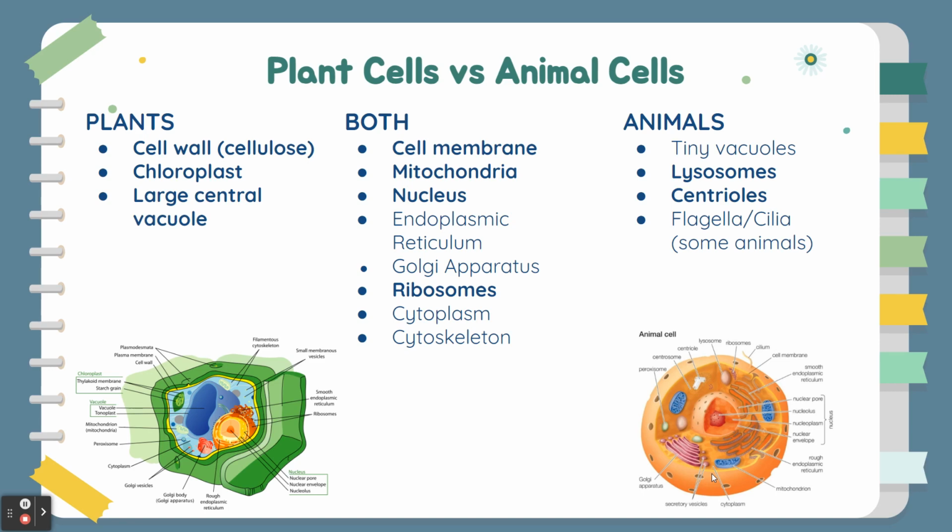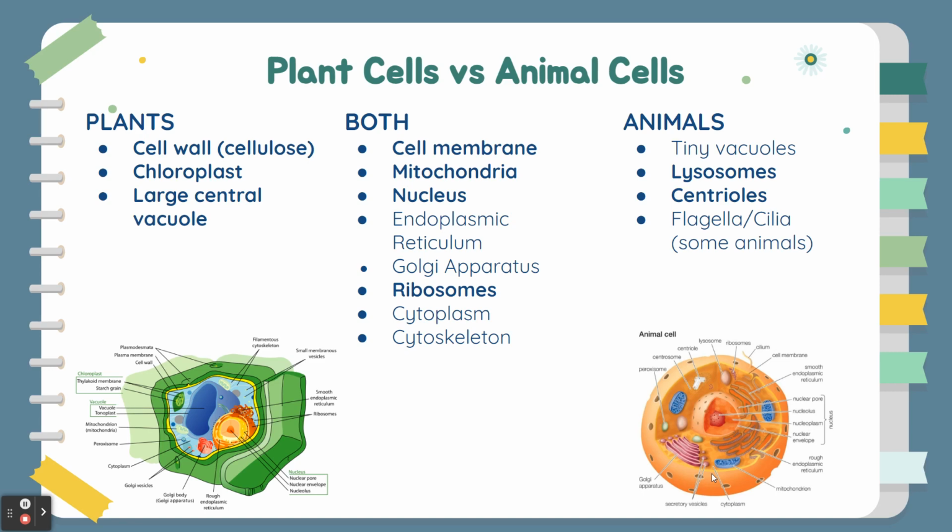They also have lysosomes. These are membrane-bound organelles that contain digestive enzymes. So they break down waste materials, cell debris, foreign particles, anything that the cell needs to get rid of. And we also have centrioles. Centrioles are cylindrical structures composed of microtubules. They organize microtubules during cell division. We'll discuss this more in Unit 5. For now, you just need to know that animals have smaller vacuoles, lysosomes, and centrioles, while plants do not.